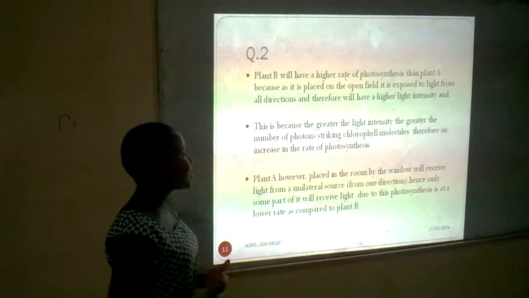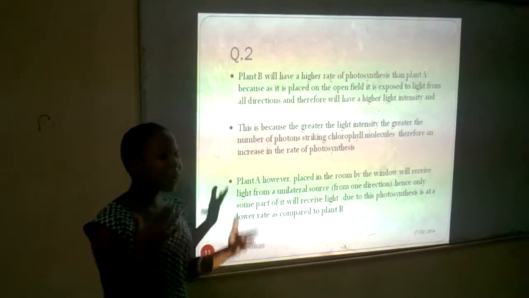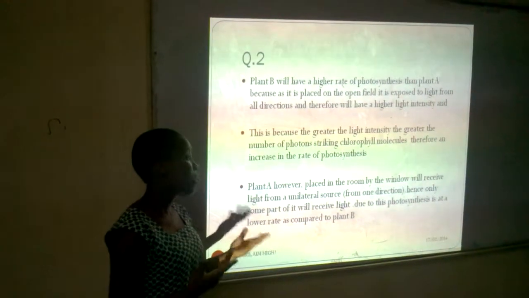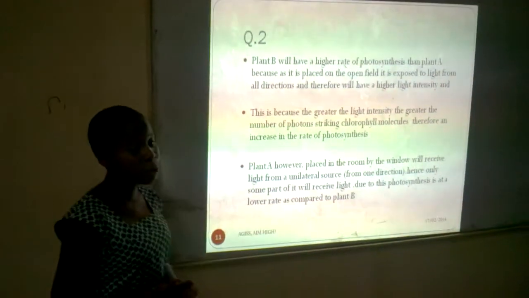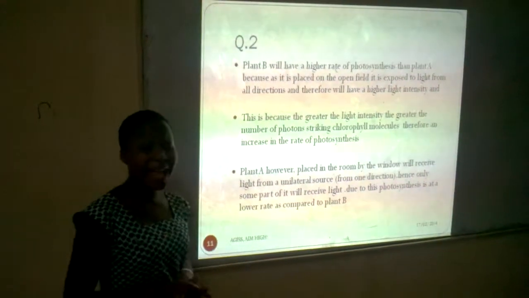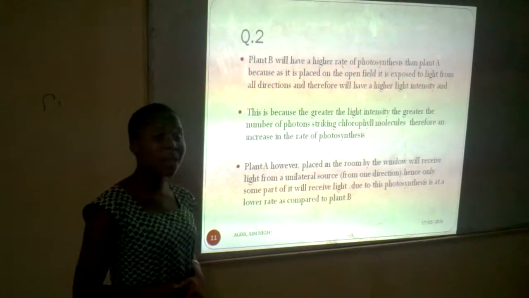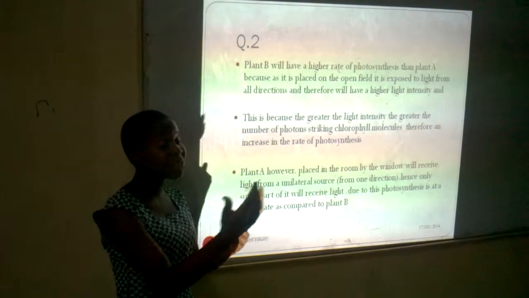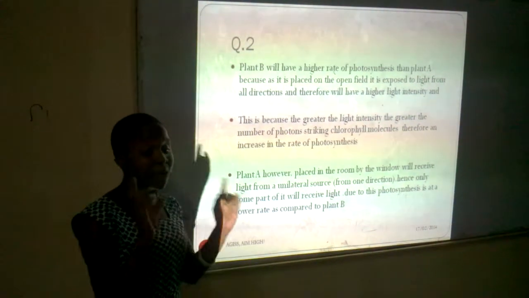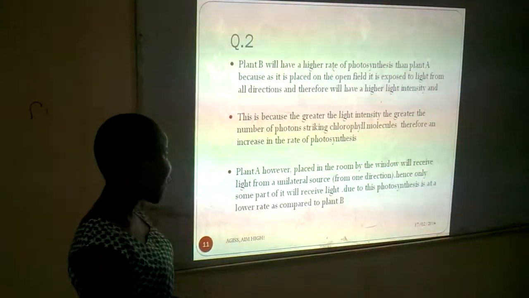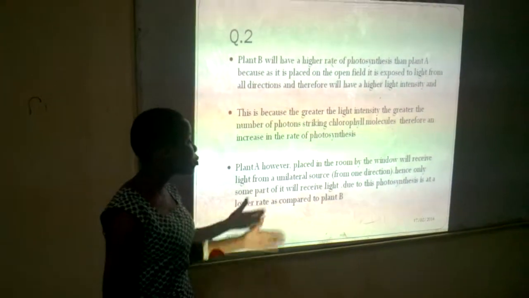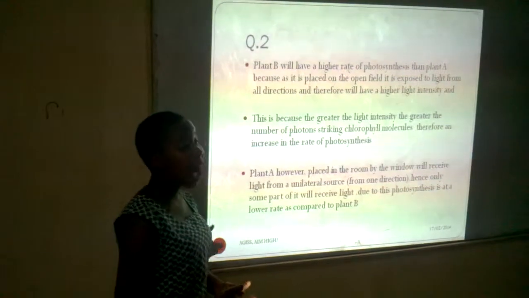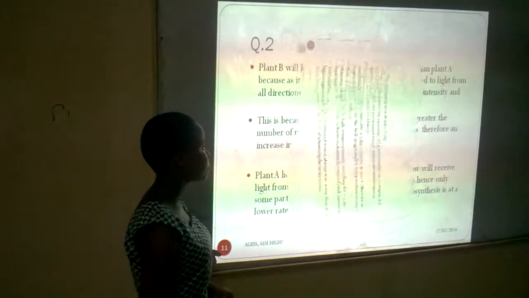Now, this is because the greater the light intensity, the greater the number of photons striking chlorophyll molecules, therefore an increase in the rate of photosynthesis. Plant A, however, placed in the room by the window, will receive light from a unilateral source, which is it receives light from only one direction, and therefore photosynthesis is not effective. Hence, only some part of it will receive light. Due to this, photosynthesis is at a lower rate as compared to plant B.